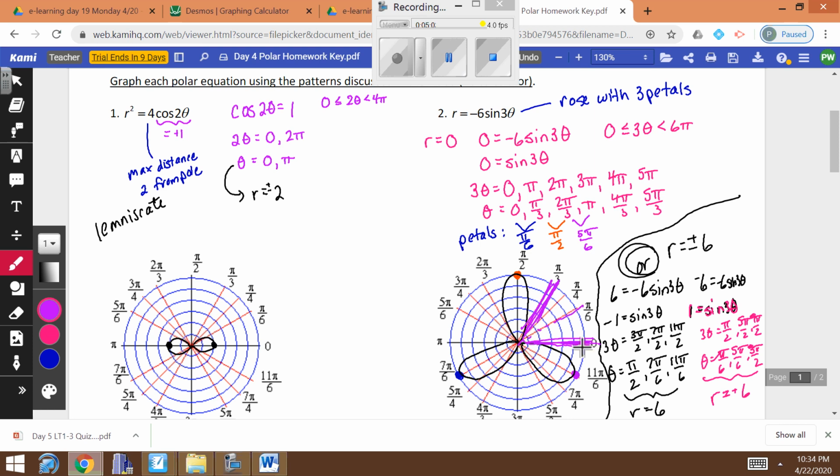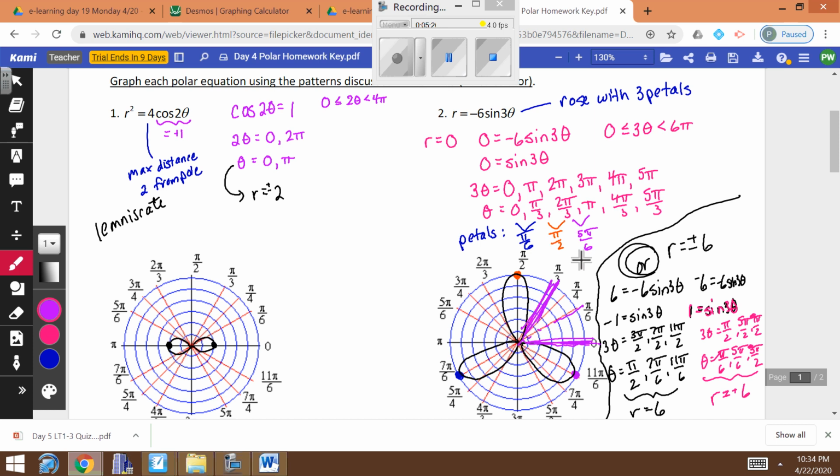But if you were to plug in pi over 6, 3 times pi over 6 would give you pi over 2. And we know that the sine of pi over 2 is 1, but 1 times negative 6 would be negative 6. So that actually corresponds to this blue point over here on the left-hand side, down here, because again, positive would be in this direction, negative over here.